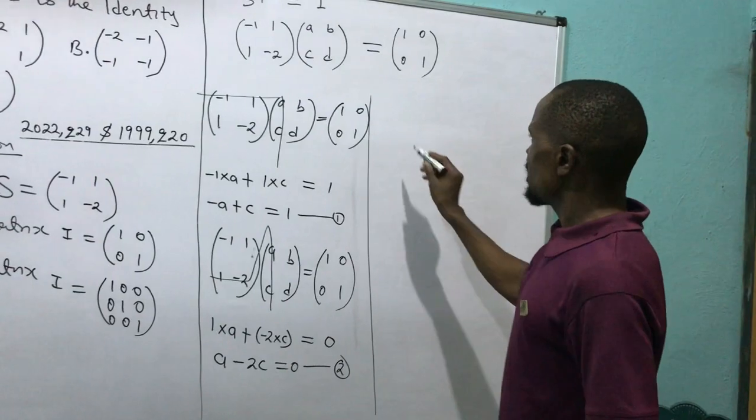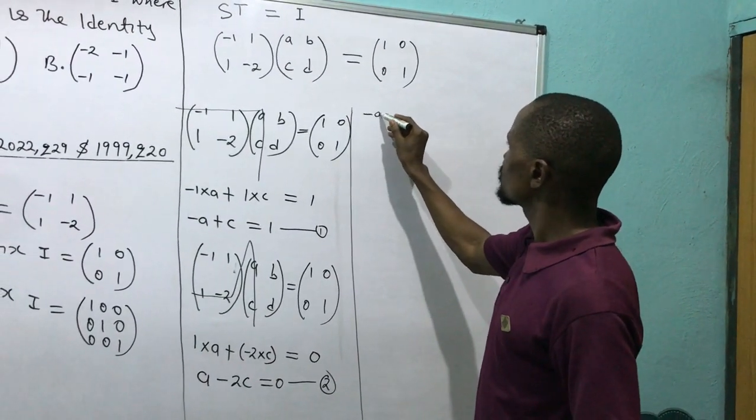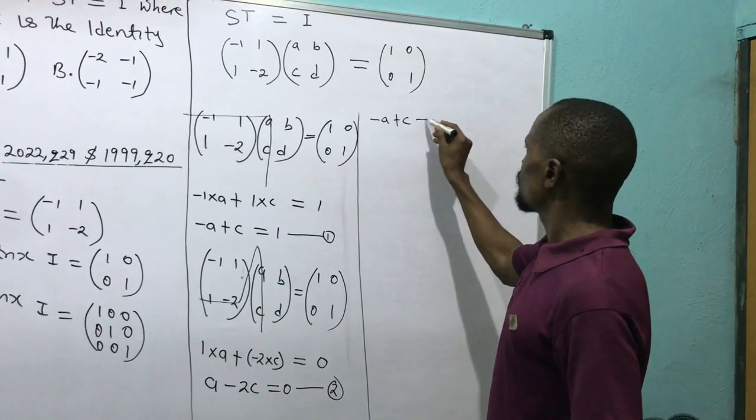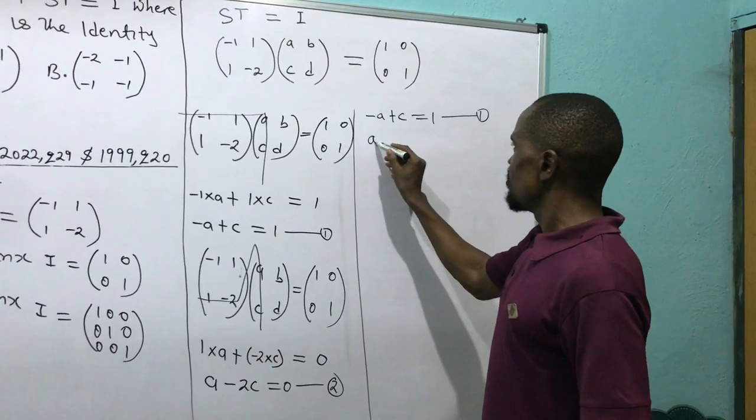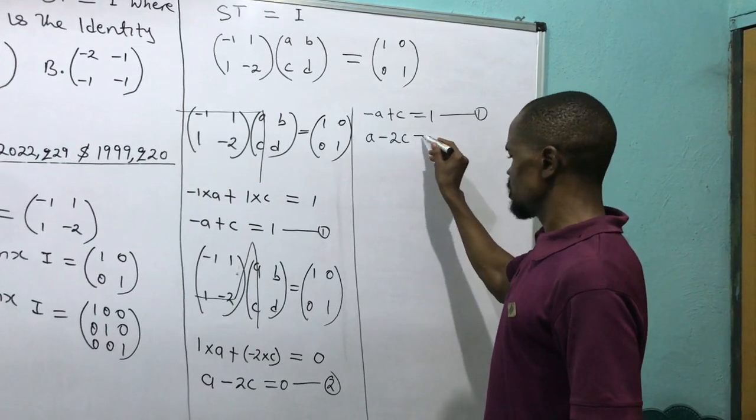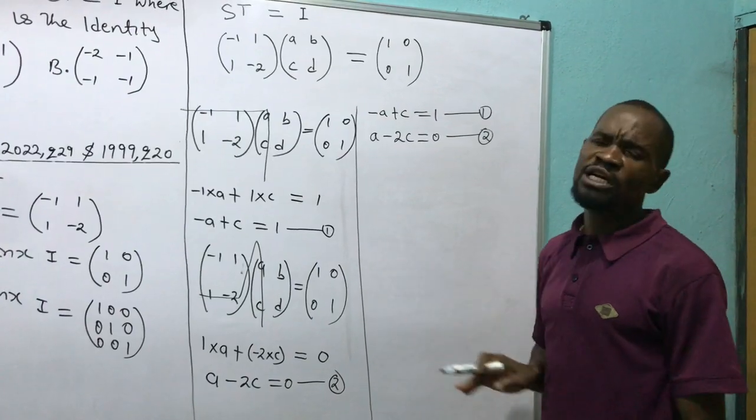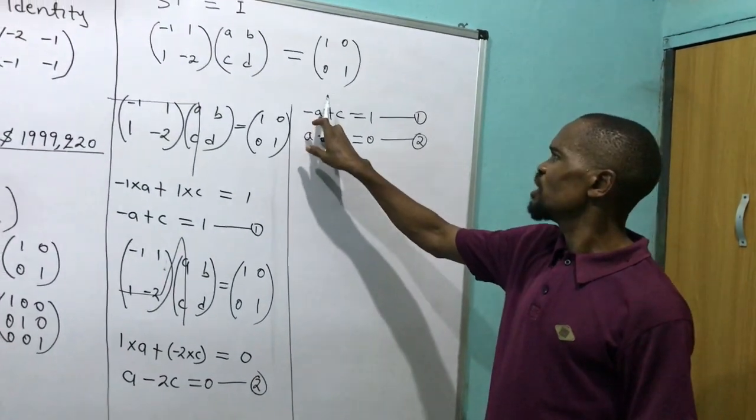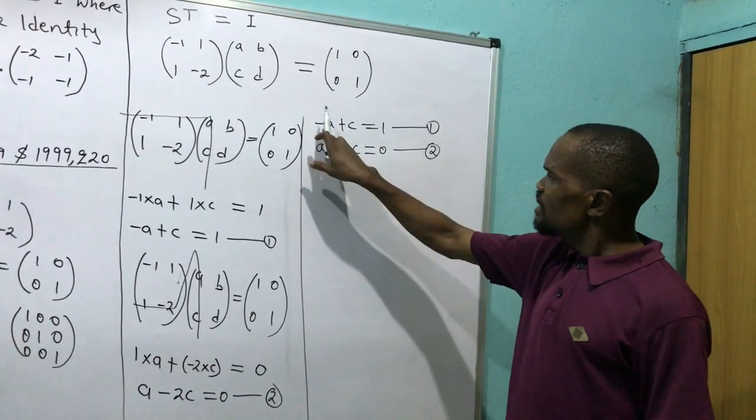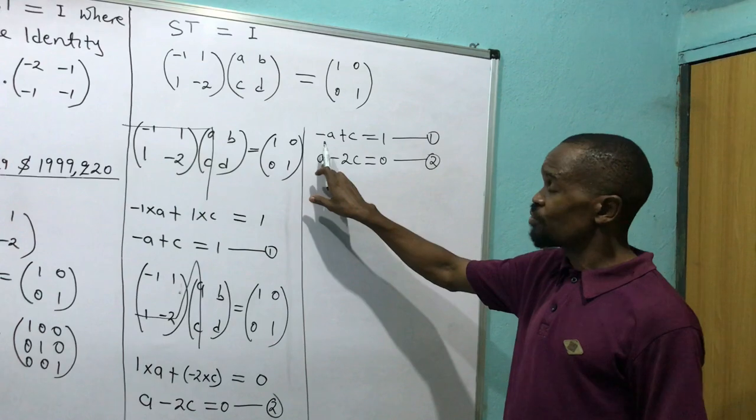Coming here to complete it, I have equation 1: minus A plus C equals 1, and equation 2: A minus 2C equals 0. Looking at this, it is a simultaneous equation in A and C, where minus A and plus A will cancel out.